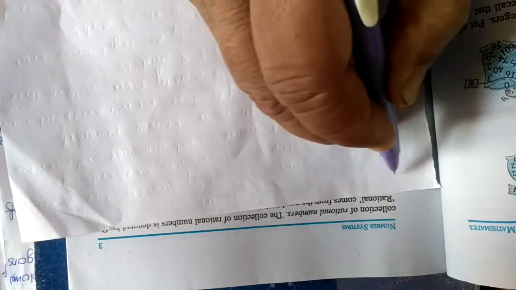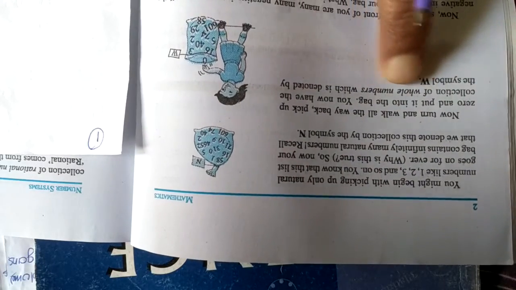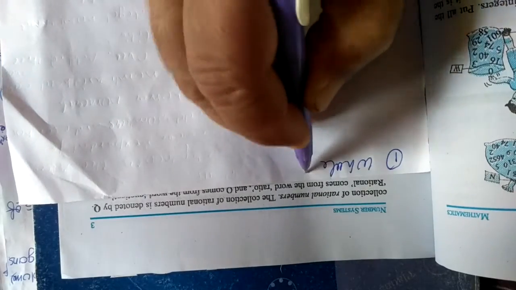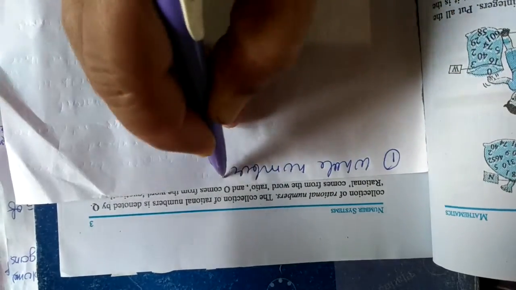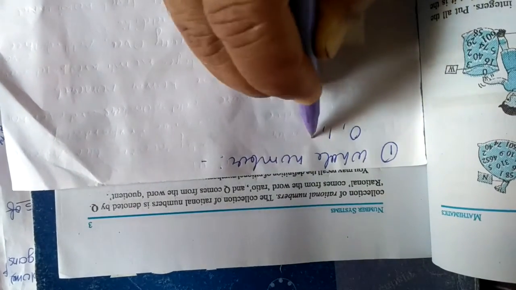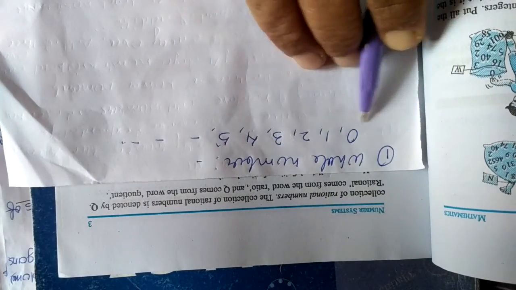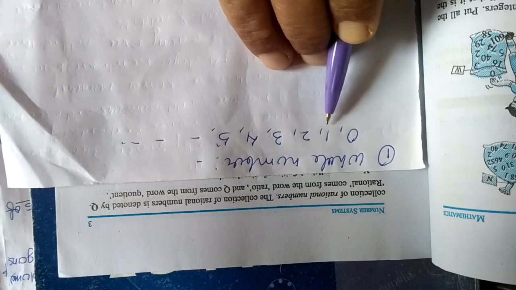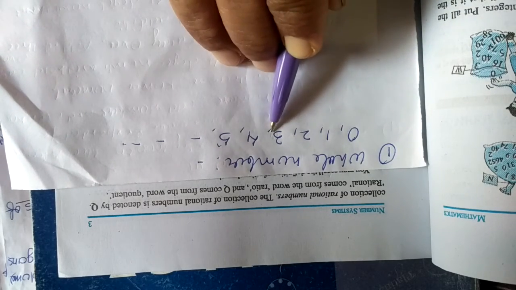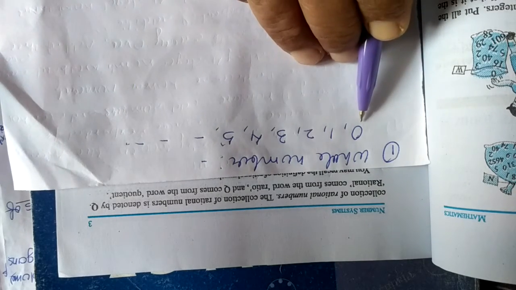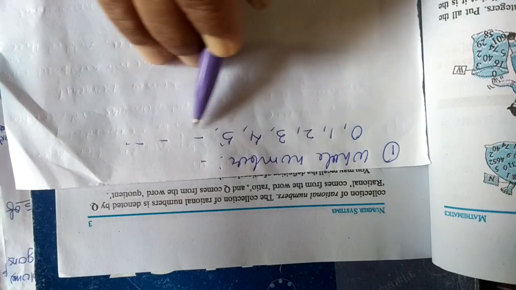I am going to write the types of number. The first is stated in your syllabus. See here, the first is whole number. What is a whole number? 0, 1, 2, 3, 4, 5, and so on. These are called whole numbers. As we know, 1, 2, 3, 4, 5 are called natural numbers. But when we include 0, it is called a whole number.